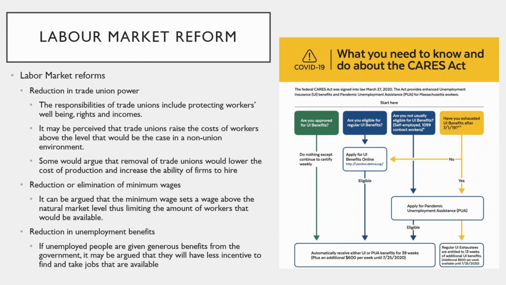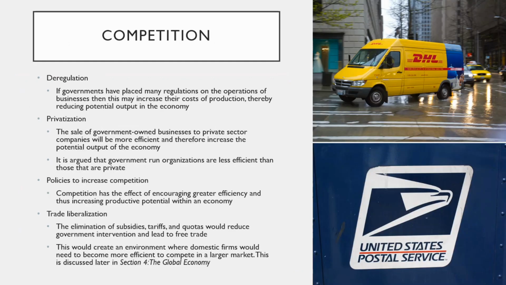The next one is labor market reforms. Some of these could be trying to reduce trade union power, get rid of legislation protecting unions, reduction or elimination of minimum wage, reduction or elimination in unemployment benefits. These are all labor market reforms promulgated by some supply siders to lead to long-term growth.